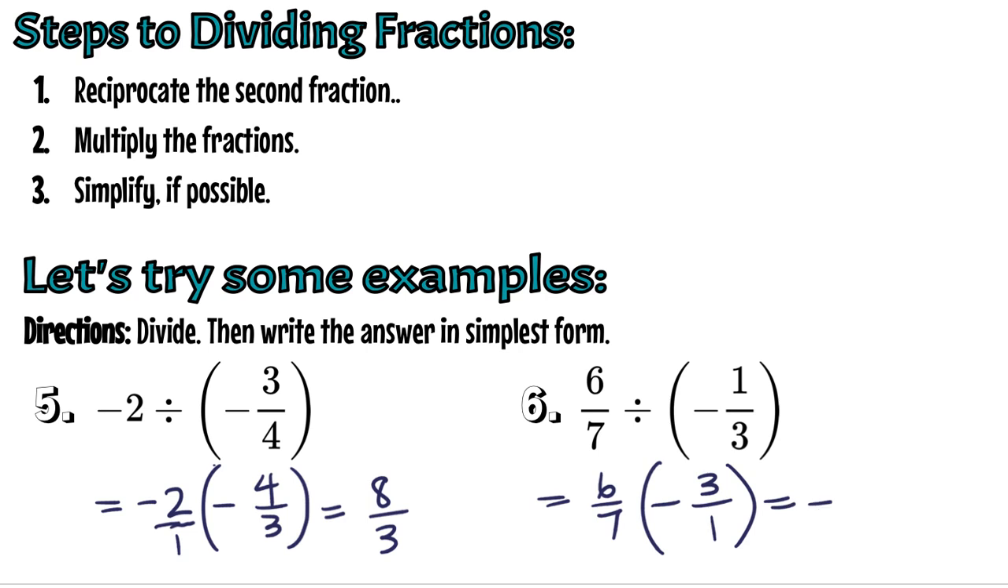We have a positive times a negative. That's going to give us a negative. 6 times 3 is 18, and 7 times 1 is 7. And neither of these fractions reduce, so we leave them as is. If we could reduce the fraction, that means that the numerator and denominator both divide by the same factor, then we would reduce them.